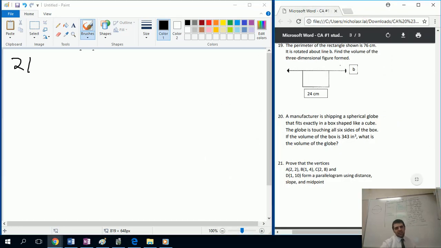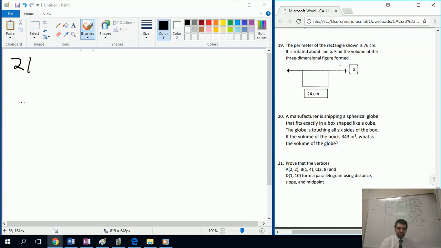Prove that the vertices A is (2, 2), B is (1, 4), C is (2, 8), and D (1, 10) form a parallelogram using distance, slope, and midpoint. So I'm just going to give a rough sketch. This would be around where B would be. This would be around where A would be. This would be D. And this would be C, approximately. It's obviously just a rough drawing, okay?